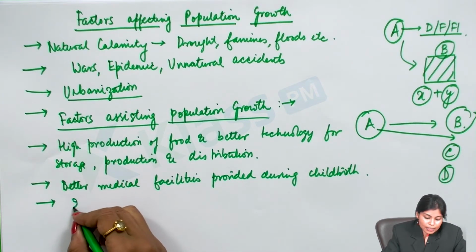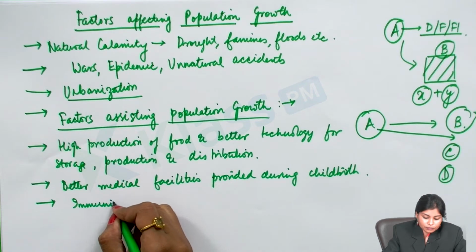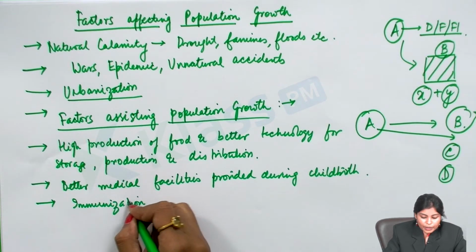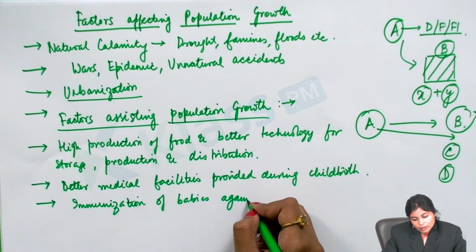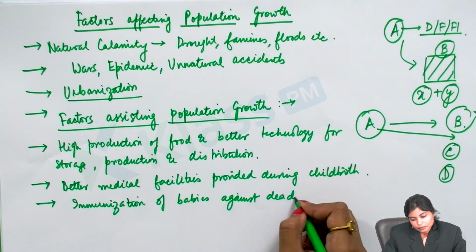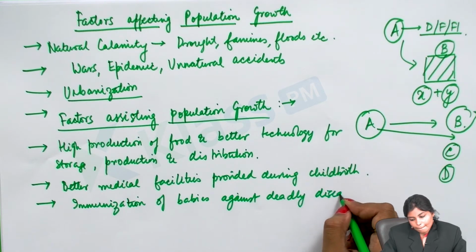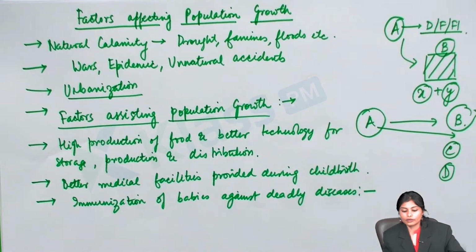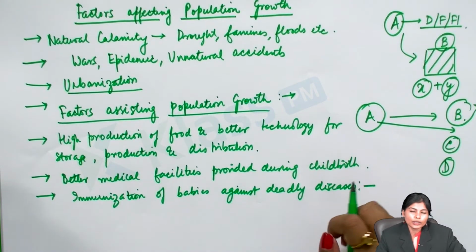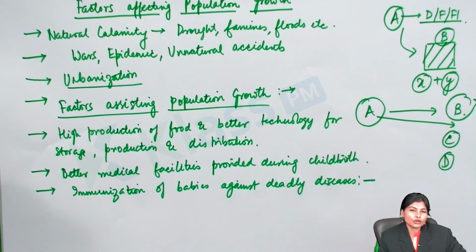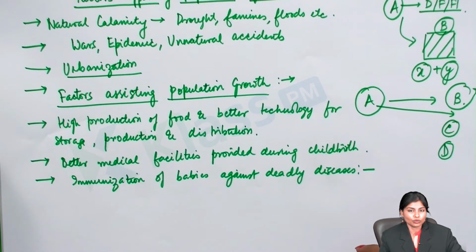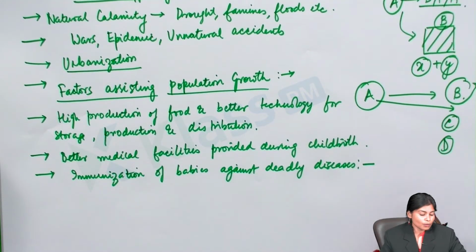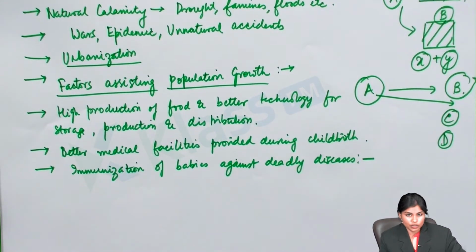Okay. Next is immunization of babies against deadly diseases. Right? So, when you immunize babies, automatically they will not fall prey to some very deadly diseases, and the population will not go down. Alright? So, these are some of the factors which assist population growth.